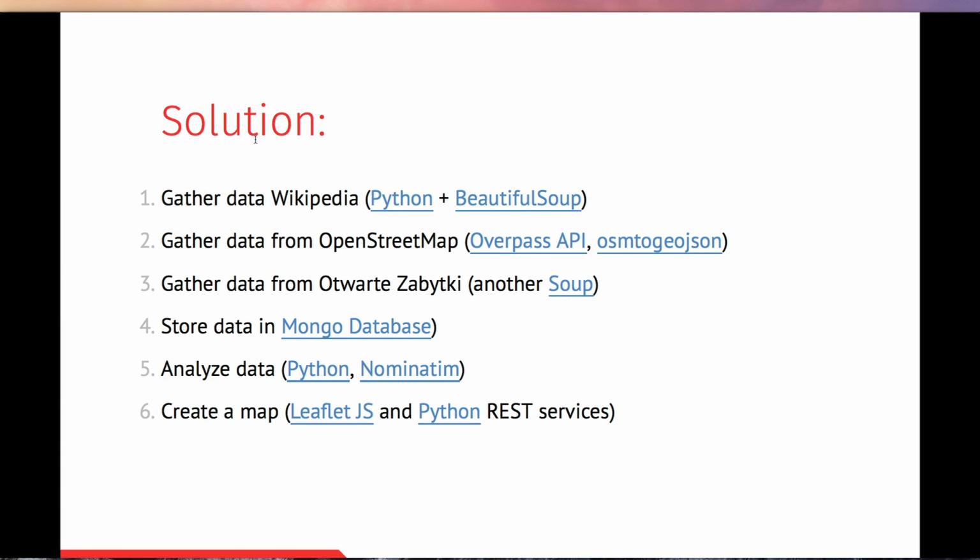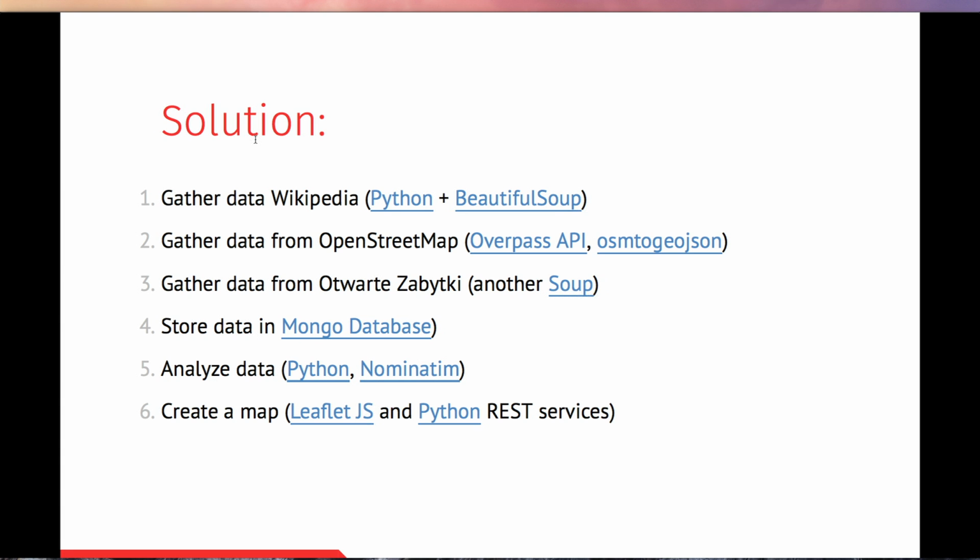My approach to the problem was first to gather the data from Wikipedia. So I used Python and Beautiful Soup to parse the data that comes from Wikipedia. I used the Overpass API, which I will talk about a bit later, and conversion of the OSM XML to GeoJSON. I also used the extracts that are provided by otwarte zabytki. I stored all the data in a Mongo database. I used the geospatial functionalities of Mongo to help with the analysis of the data.